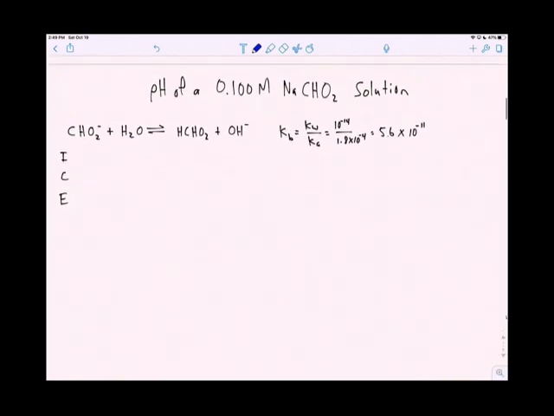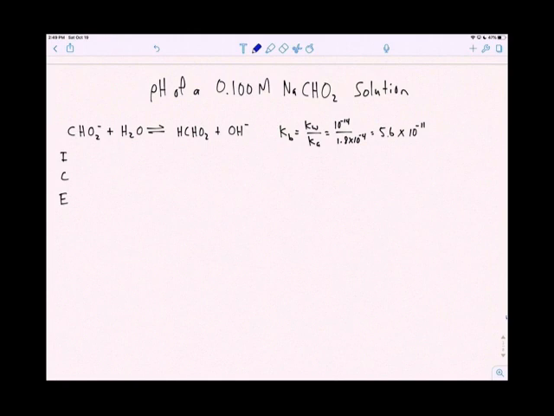Okay, so let's move on and talk about pH of the salt solution. Sodium formate: the pH of a 0.1 molar sodium formate solution. What's the Kb for this? Well, you can look up the Ka for formic acid. Ka for formic acid is 1.8 times 10 to the minus 4. So what's the Kb? You have to calculate it using the fact that Ka times Kb is the Kw.